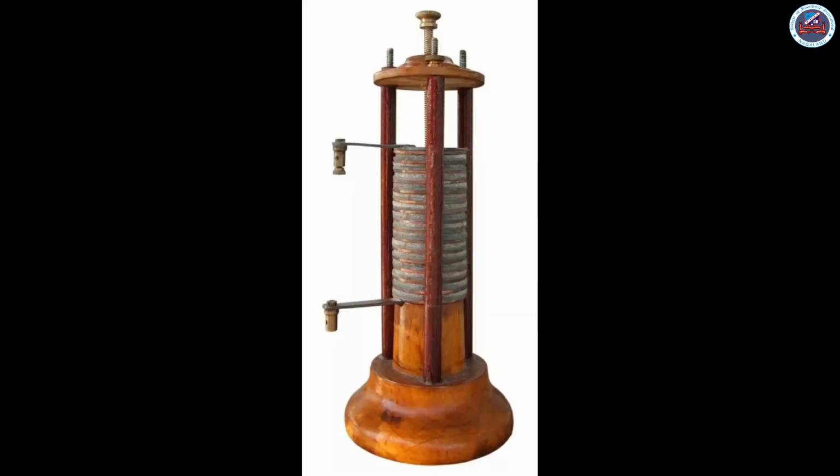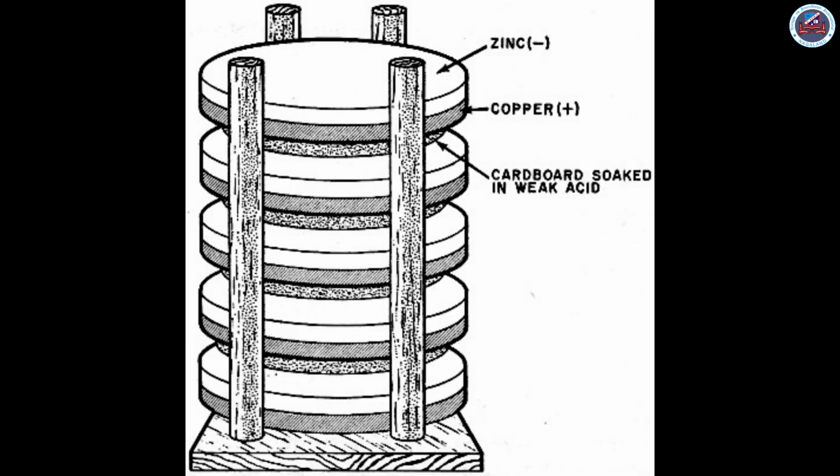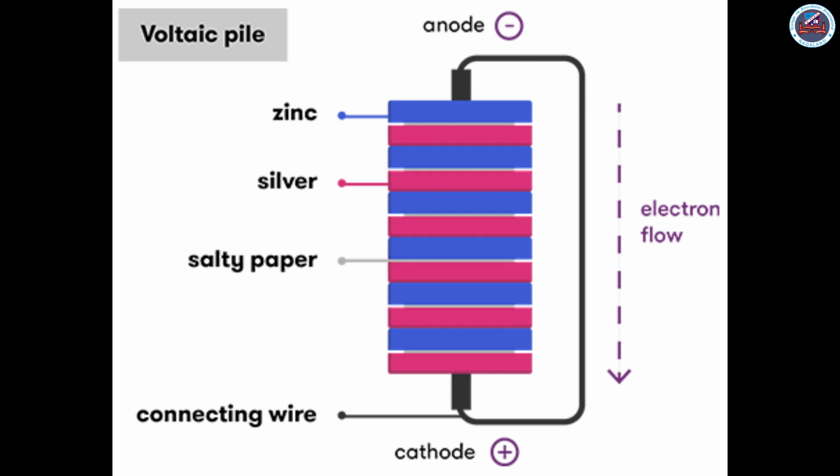After many experiments, he developed a type of battery that he called a voltaic pile. This consisted of a pile of zinc and copper discs. Between each disc, there was a piece of cardboard that he had soaked in salt water. A wire connecting the bottom zinc disc to the top copper disc would produce a continuous flow of sparks.